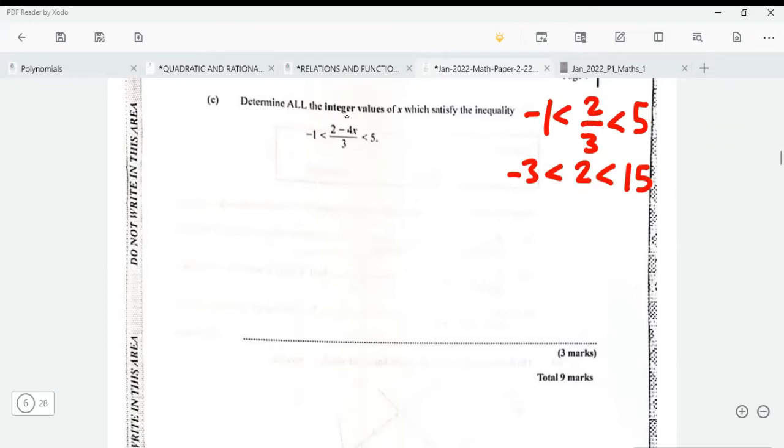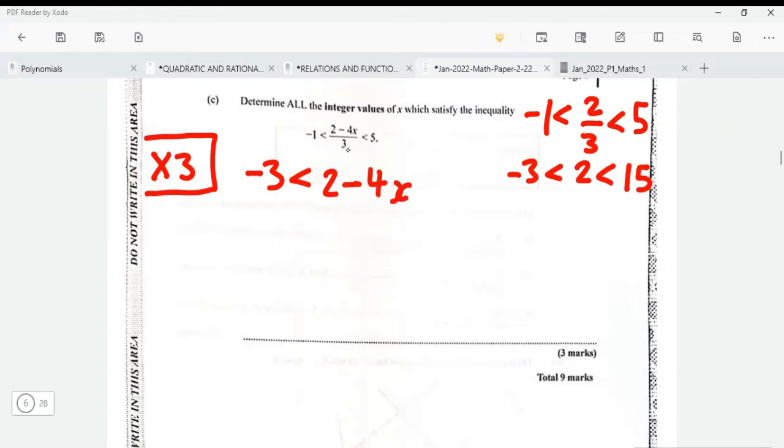Multiply the entire inequality by 3. So step 1, we're going to multiply the entire inequality by 3 to get -3 is less than 2 minus 4x. All right, so I accidentally pressed the delete button. So -3 is less than 2 minus 4x, and that is less than 3 times 5, which is 15.